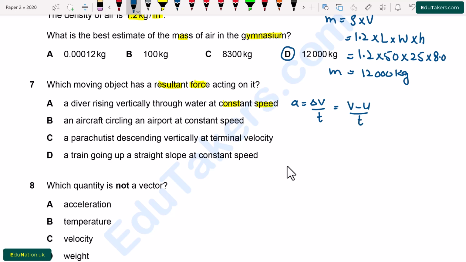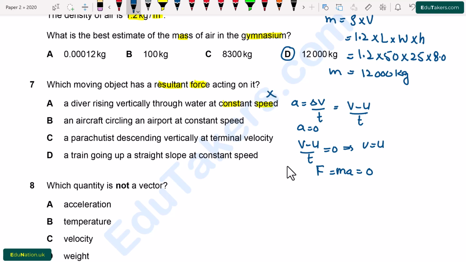So when the speed is constant, then acceleration will be equal to 0. I just put acceleration equal to 0, then v minus u over t is equal to 0. From here v is equal to u, which shows that speed is constant only when acceleration is 0. So when the acceleration is 0, then according to Newton's second law, F is equal to ma. When a is equal to 0, force will be equal to 0. It means that there is no resultant force acting on the diver rising vertically through the water at constant speed.